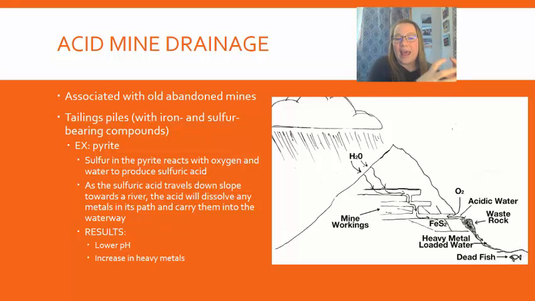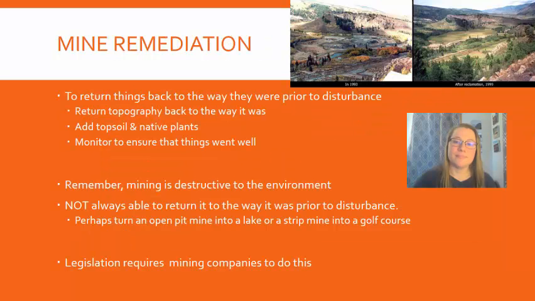Now, as that acid moves down slope, it's going to pick up heavy metals and other toxins in its path and carry them into the river. And this results in that acid ending up in the river and all that nasty stuff it picked up along the way, and that leads to pretty significant environmental impacts in that river. Particularly, we're going to see a lot of the organisms die off very quickly.